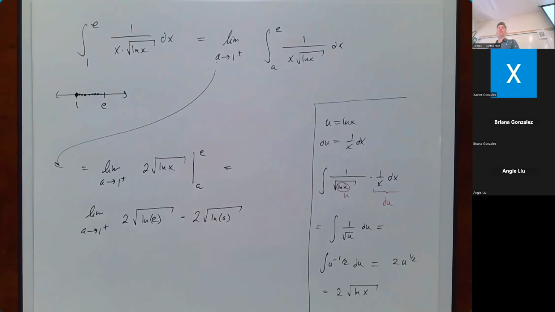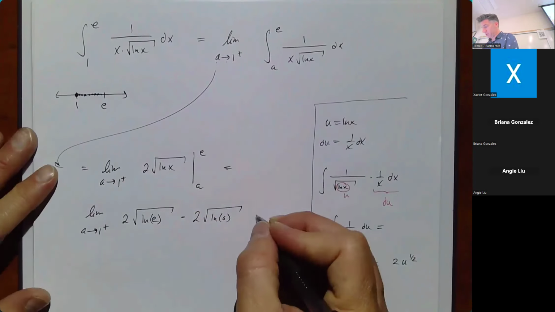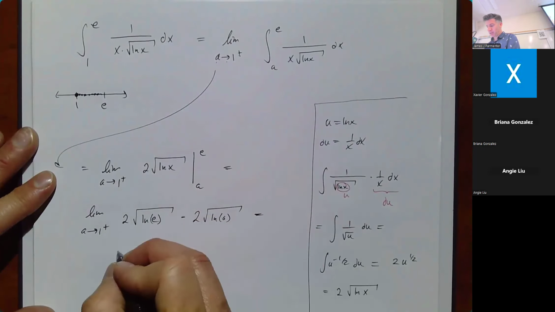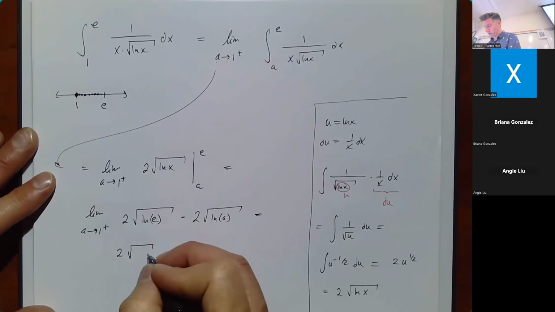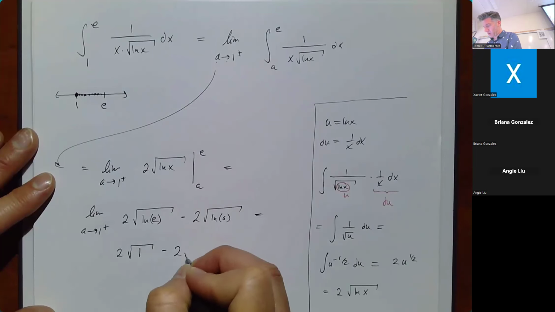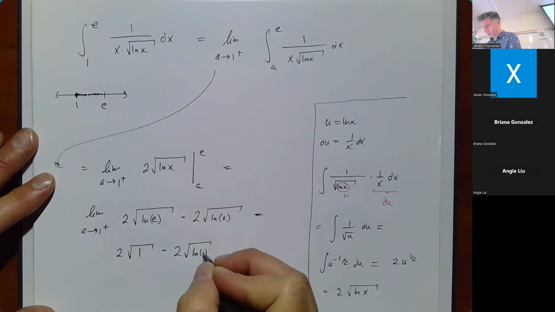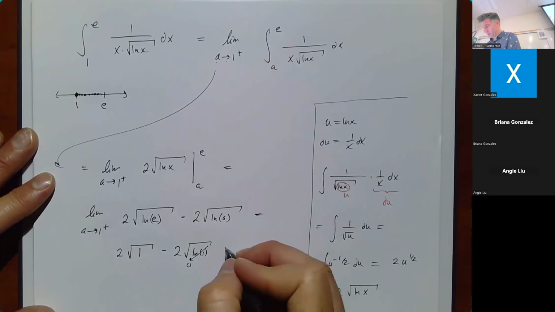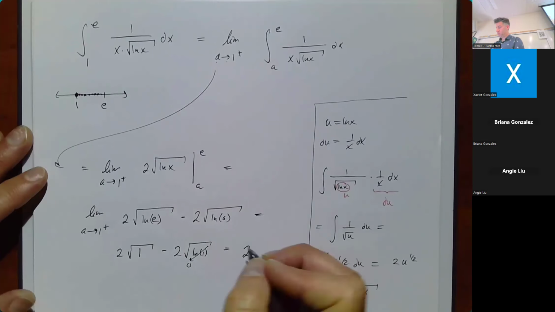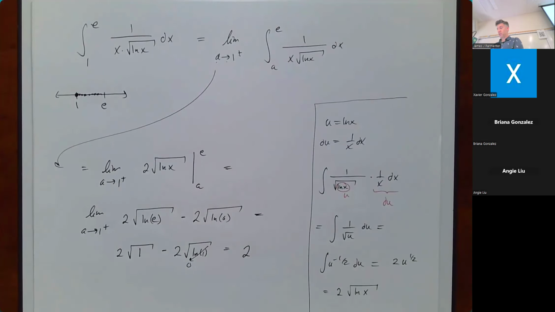And then if you can just plug in your value for a and get a real number, we should. So I'm going to plug in a equal to 1, and we get 2 times the square root of the natural log of e is 1, minus 2 times the square root of the natural log of 1, that's just 0. So we end up with 2. So this integral converges.